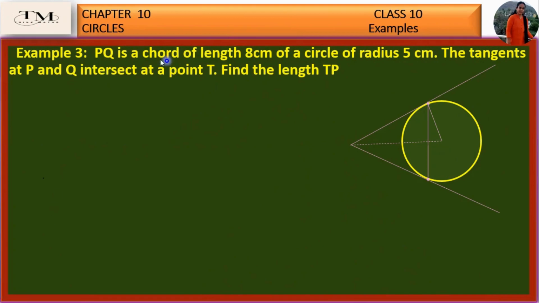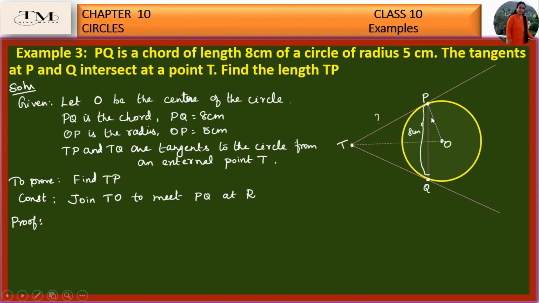Example 3. PQ is a chord of length 8 cm of a circle of radius 5 cm. The tangents at P and Q intersect at a point T. Find the length TP. So here there is a chord. So chord means it passes through 2 points in the circle. So it doesn't pass through the center. So this point O is the center and this is the chord. So there are 2 tangents here. So these are the things given. So let us mark all those things.